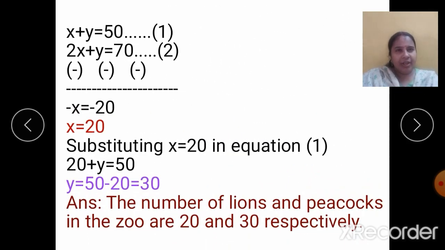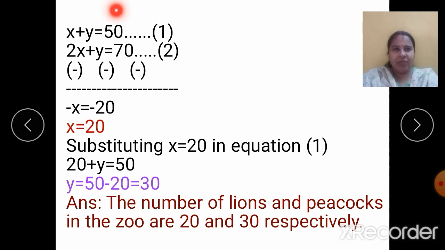Then see what we get. As I have told you, while subtracting, the sign of the second equation changes. So this 2x will become minus 2x, plus y will become minus y, and 70 will become minus 70. All sign will change. In exam also you have to show this change of sign, right?